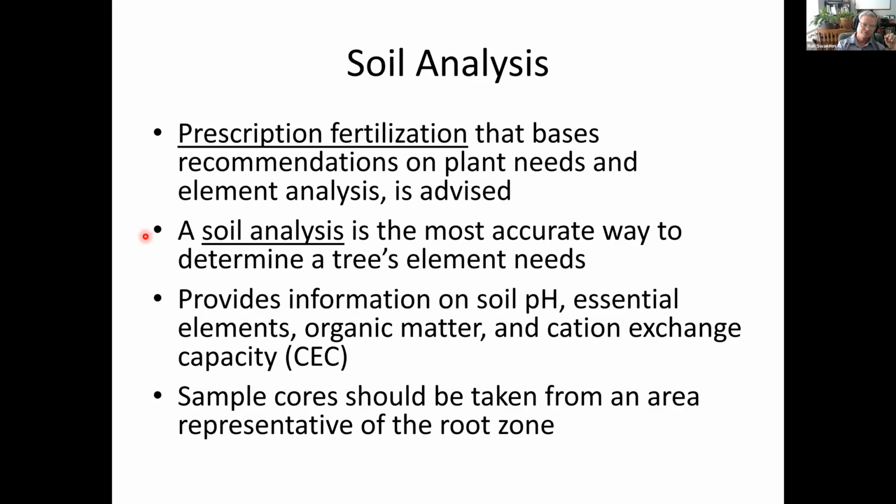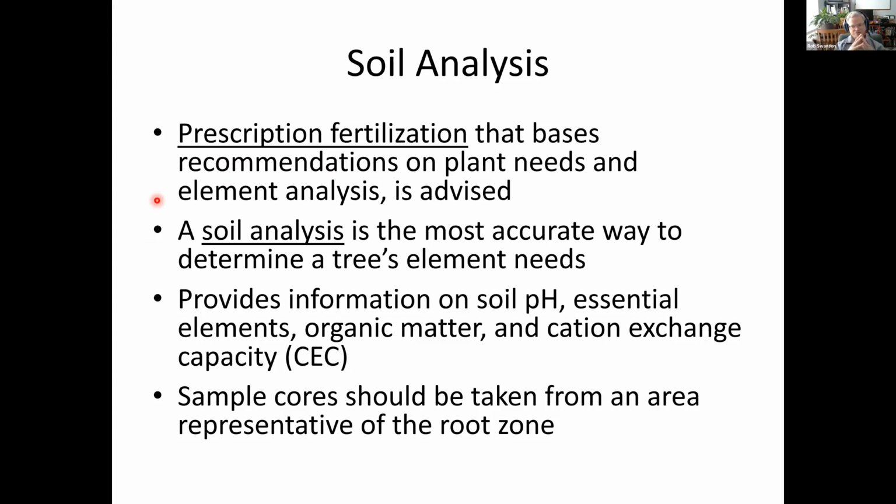The only way we can do it is through a soil analysis. And with a soil analysis, we can formulate or prescribe a fertilizer. That means we're going to come up with a specific mix that plant needs in that environment. So the soil analysis is the most accurate way to determine the needs of the plant. What is a soil analysis going to give you? It will give you information on soil pH. It'll tell you about the essential elements. It'll tell you about the percentage of organic matter, and it'll tell you the cation exchange capacity of that soil.